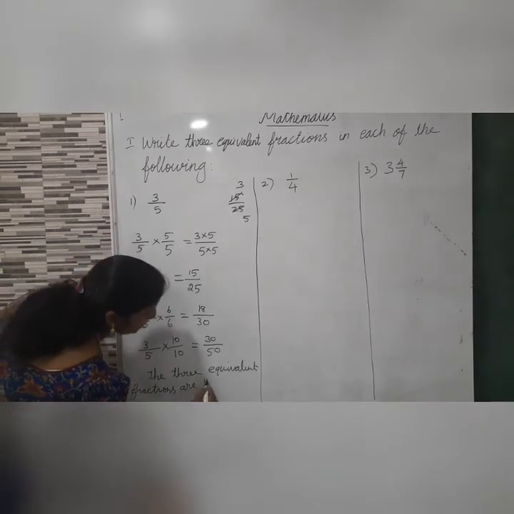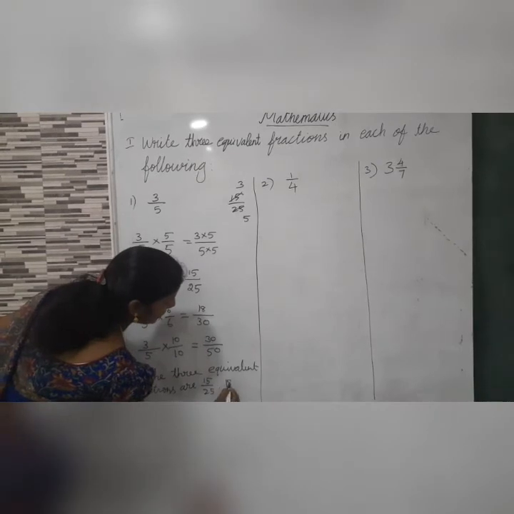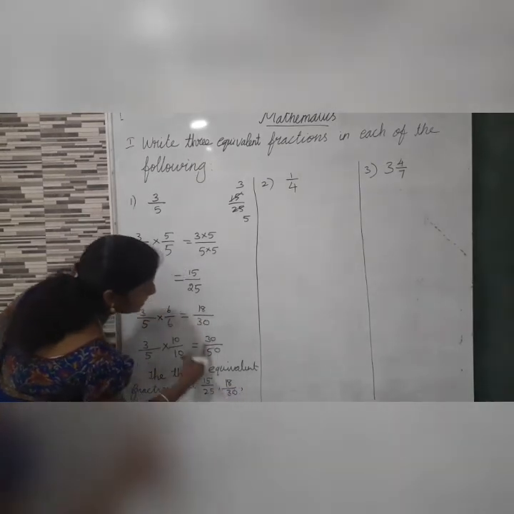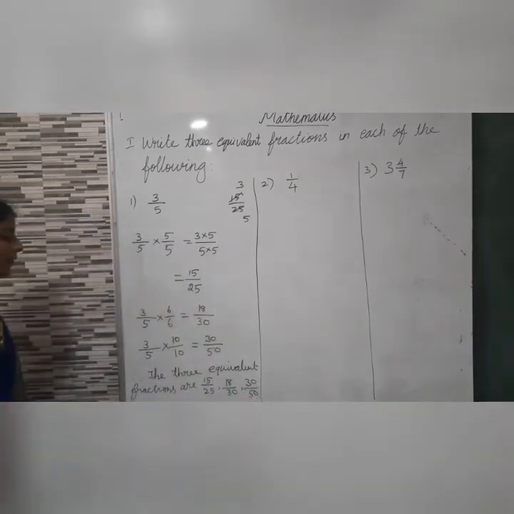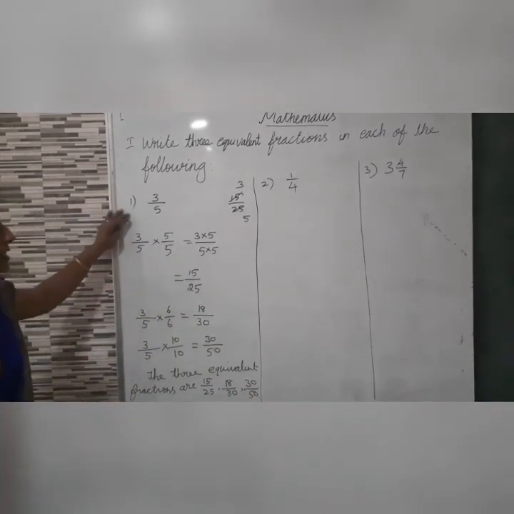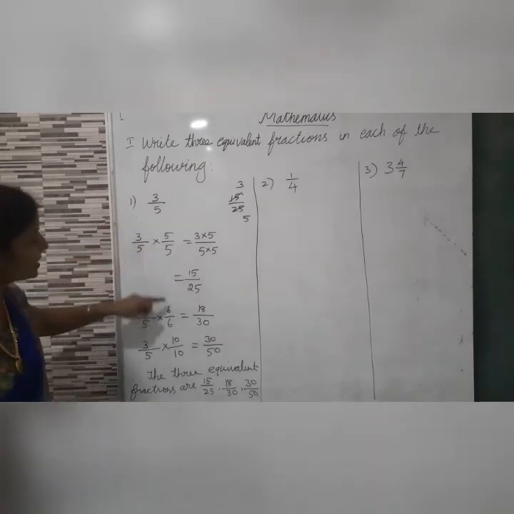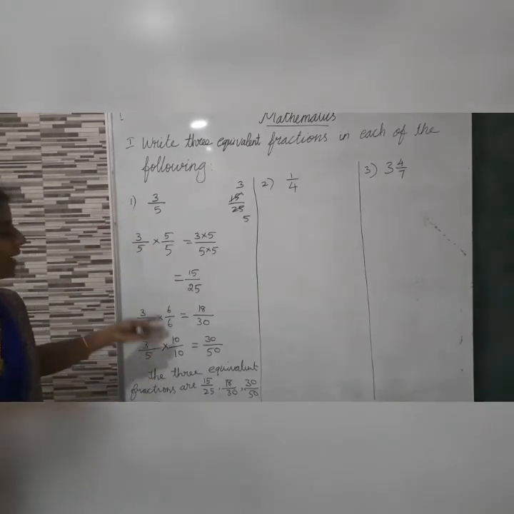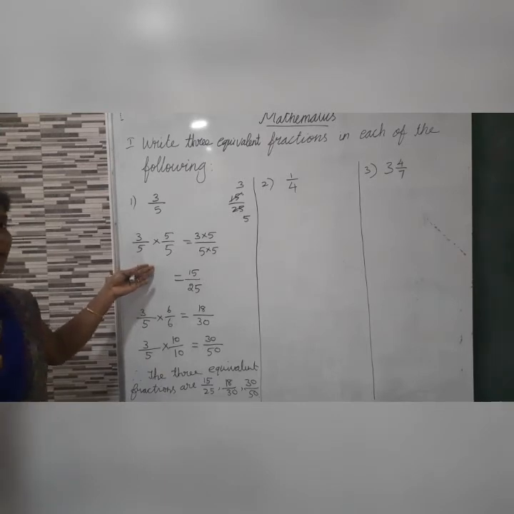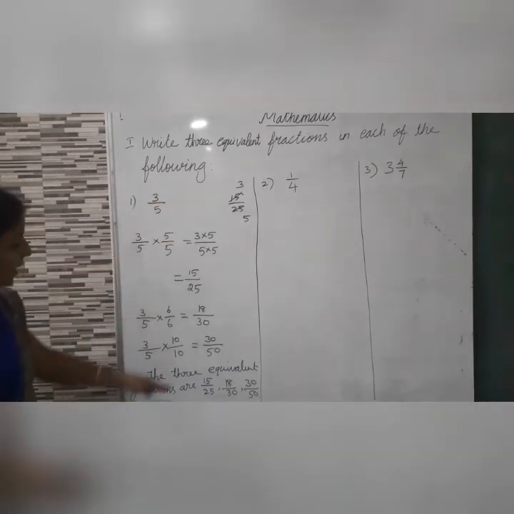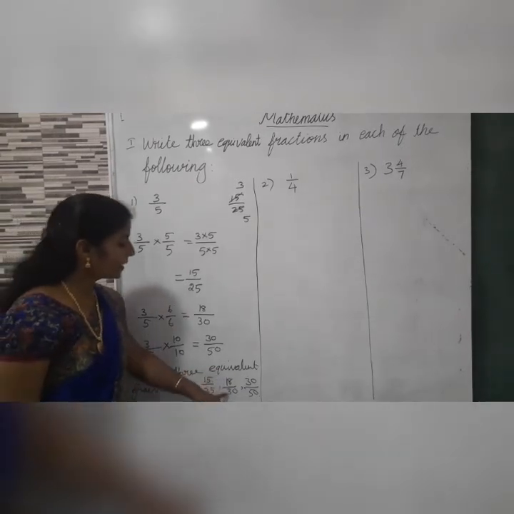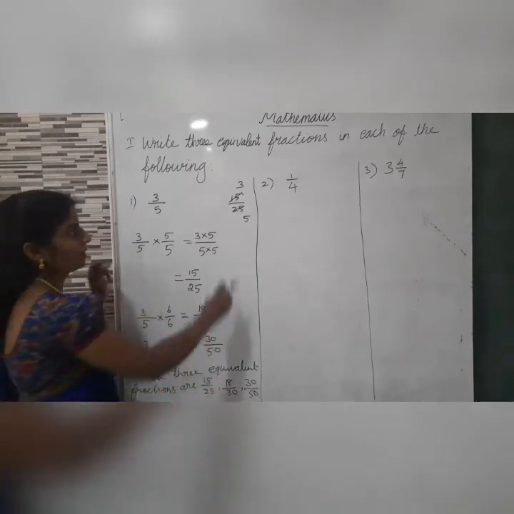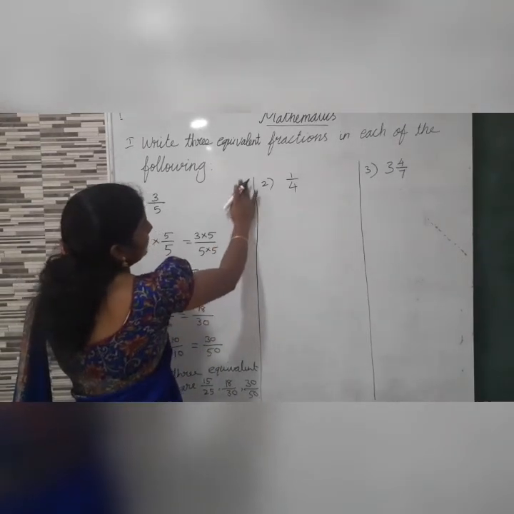15 by 25. First one is 15 by 25. Second, 18 by 30. And third one is 30 by 50. Are you clear? First, we multiply by 5 by 5, then 6 by 6, then 10 by 10. We can take any one number. Any three fractions we can find out. So, the three equivalent fractions are 15 by 25, 18 by 30, 30 by 50.